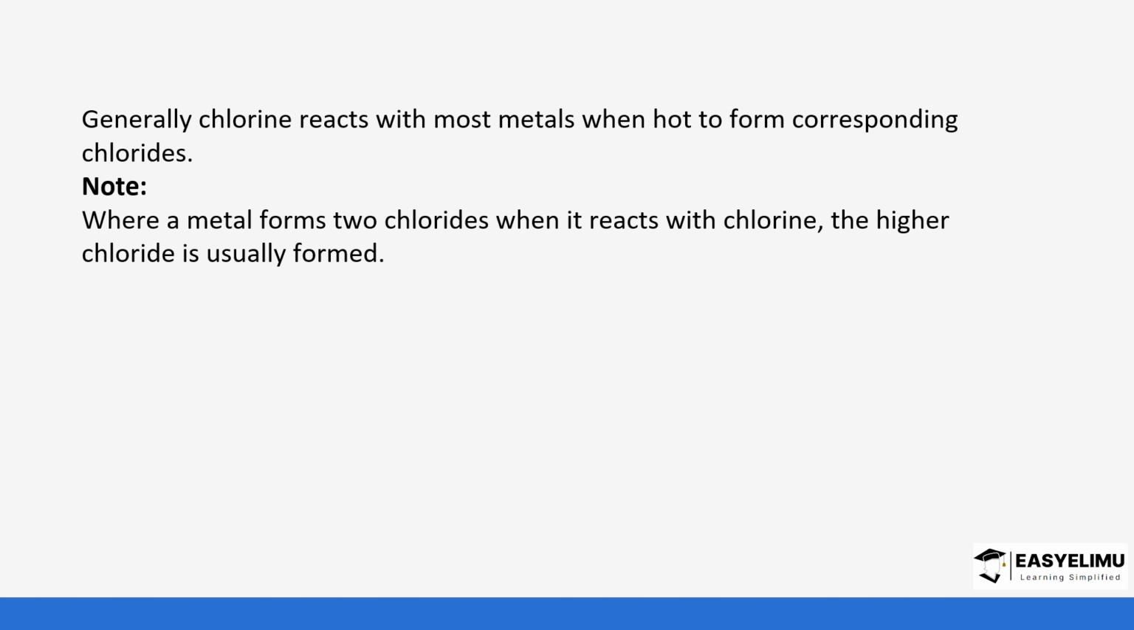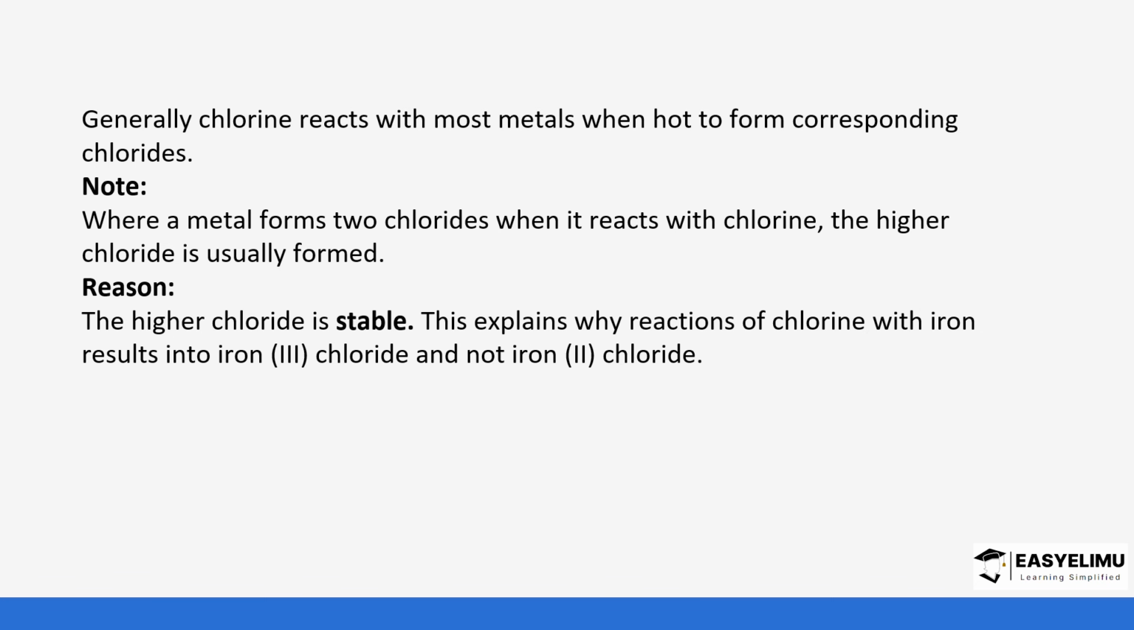So you notice some metals form two chlorides. Like in the case where you could form iron 2 and iron 3 chloride, the higher chloride is usually formed. So we do not form iron 2 chloride, but instead you form iron 3 chloride, since iron 3 chloride is the most stable, so it's the one that is going to be formed.